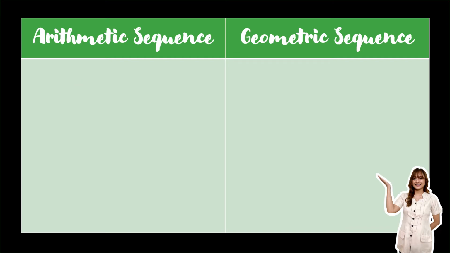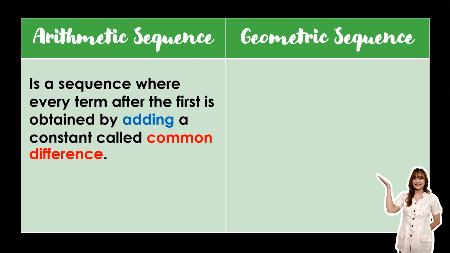So by definition, an arithmetic sequence is a sequence where every term after the first is obtained by adding a constant called a common difference. So from the definition of arithmetic sequence, we are going to obtain the next term of a sequence by adding a constant. And this constant is called a common difference.